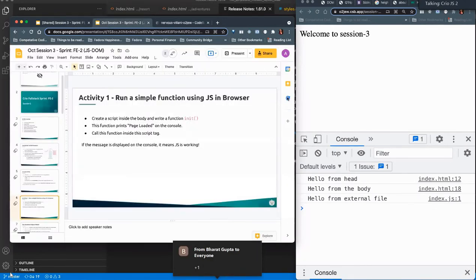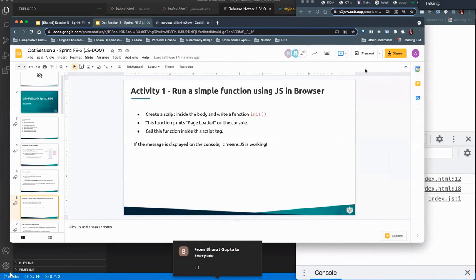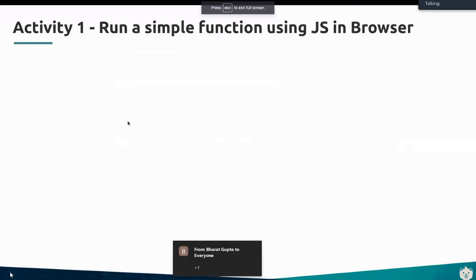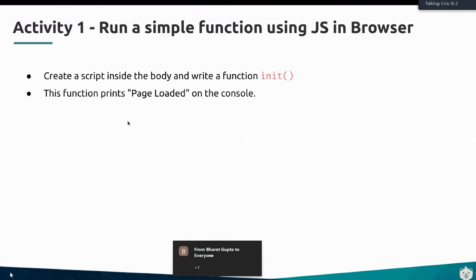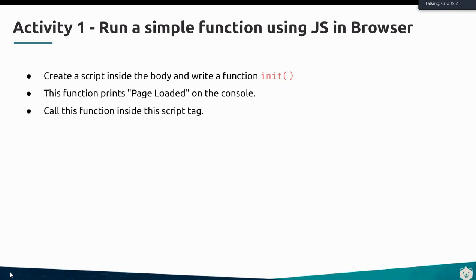Moving on, we have a small exercise for you guys. Let me show you my screen. Create a script inside the body and write a function in it. Now this function should console log page loaded on the console. You need to call this function because only writing the function won't help. It needs to be called. So call that function in the script tag. If the message is displayed in the console, it means JavaScript is working, right? So quickly, guys, I'll give you 2 minutes to do this. This is a very simple exercise. Onto your console, guys. Paste your code in the chat window when you are done.